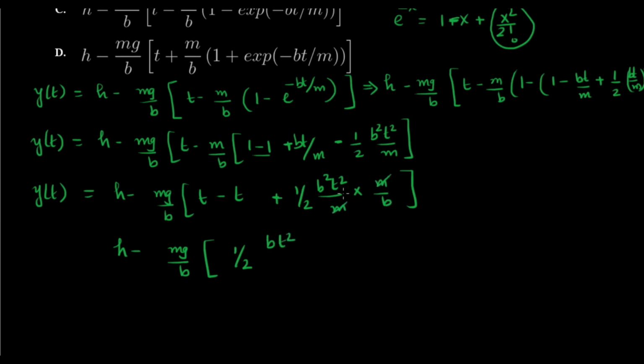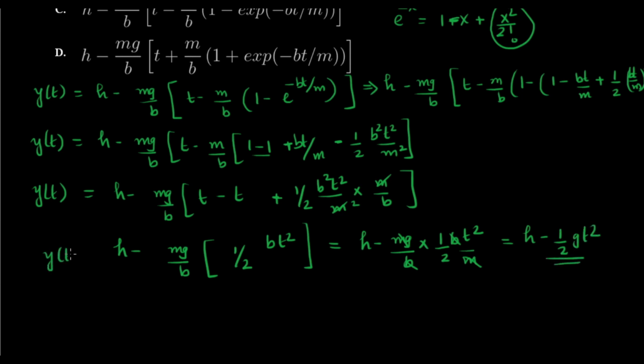m and m cancel out, you have a b, you cancel with this one, you have m by b t squared, that will be equal to h minus mg by b times half b t squared, right? Oh, but here actually this is m squared, because you have bt by m the whole square. So you have one more m here. So this will cancel out here, and this b will cancel out here, which will give you h minus half g t squared. So you get y of t equal to h minus half g t squared for option C.